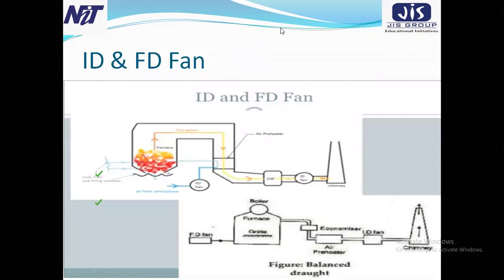Now the ID and FD fan. So it's a balanced draught figure. Here in this area the FD fan is placed, and in this place the ID fan is placed, connecting between the air preheater and the chimney.